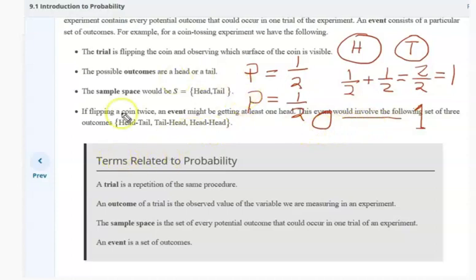All right, so in summary, as we look at what probability is, we think of a trial as a repetition of the same procedure. The outcome is the result. You measure and keep track. The sample space, again, they're describing it as a set of all potential outcomes. And then an event is the set of outcomes. So, words. And again, we'll build on this as we go through the examples.